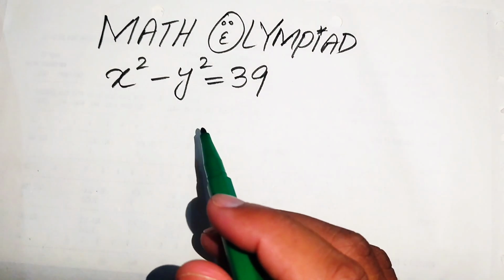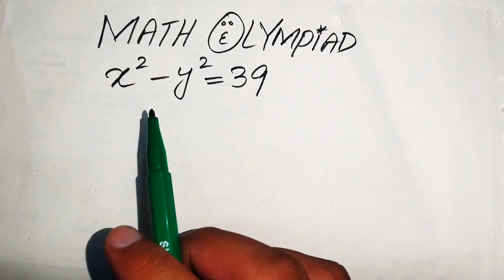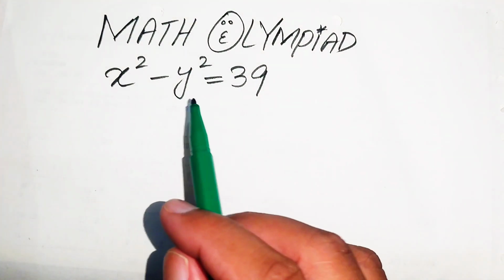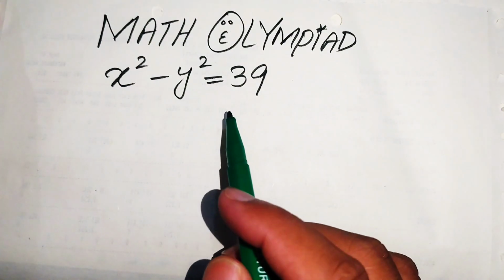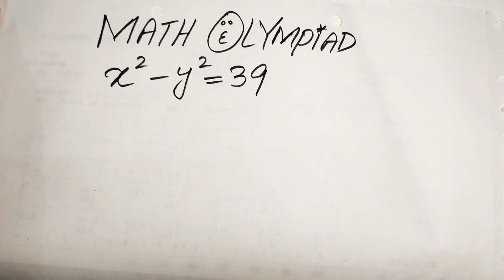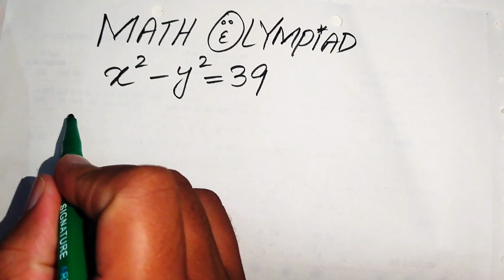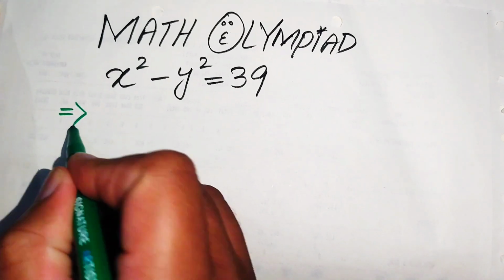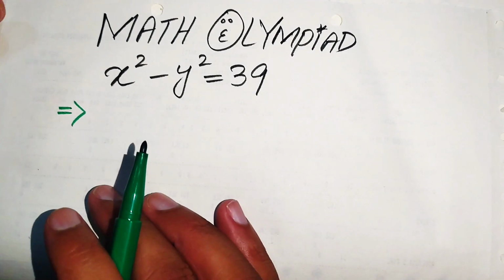Hello everyone, welcome to solve this math Olympiad algebra problem. Here we have x² − y² = 39, and we solve this problem for the values of x and y. The very first step is to focus on the left-hand side, which is the very well-known square identity.